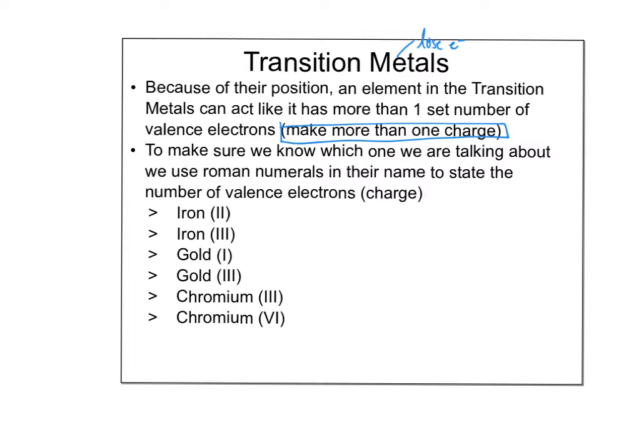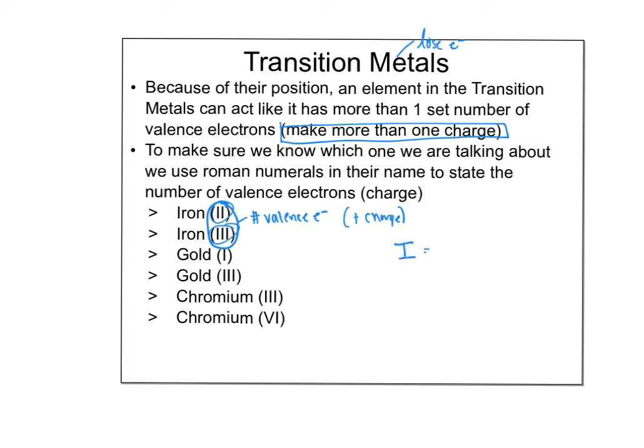So in order to know this, like all of the other columns on the periodic table, I can figure out the charge by looking. You can't tell by looking just at iron and where it is. So what we do to make it obvious is we put Roman numerals behind the element. This tells me the number of valence electrons, and it also tells me the positive charge. So this is iron +2, it has 2 valence. This is iron +3, 3 valence, gold 1, gold 3.